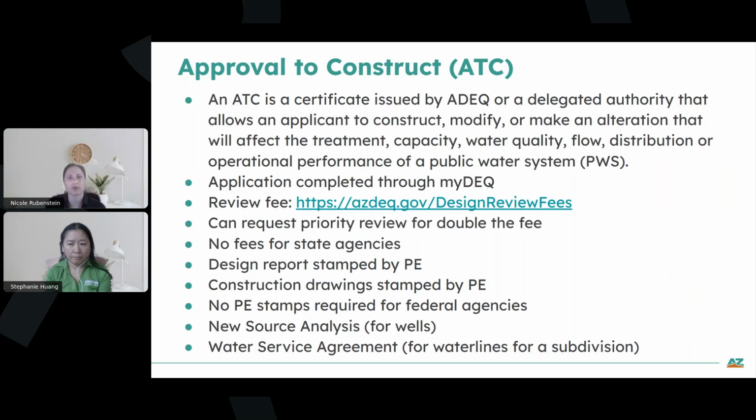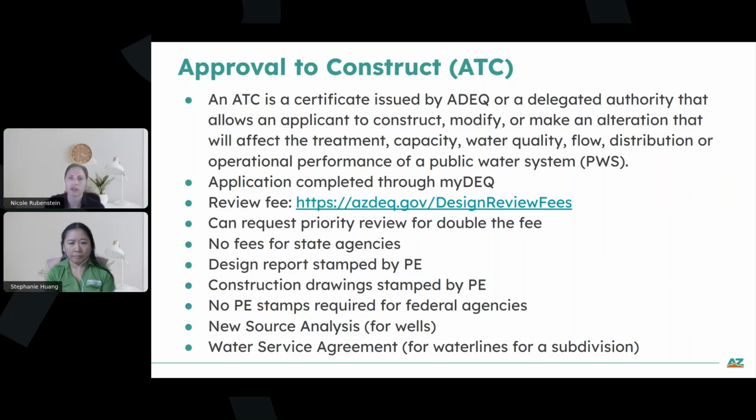We do offer priority review, and it costs double the standard review fee, and it does have to be approved by us depending on our workload capacity. So it's not a guarantee that we can offer the priority review, but it is an option that we can offer to try and help get an expedited review for our applicants. State agencies don't have any fees since we're a state agency.